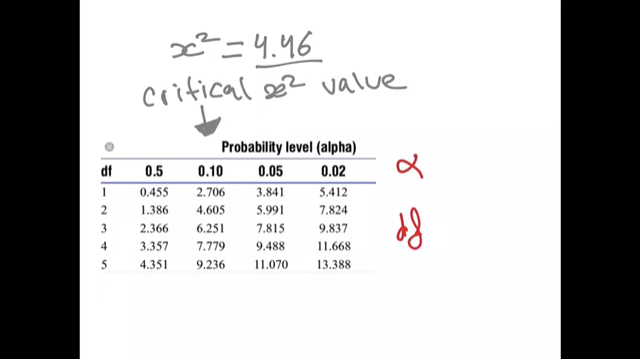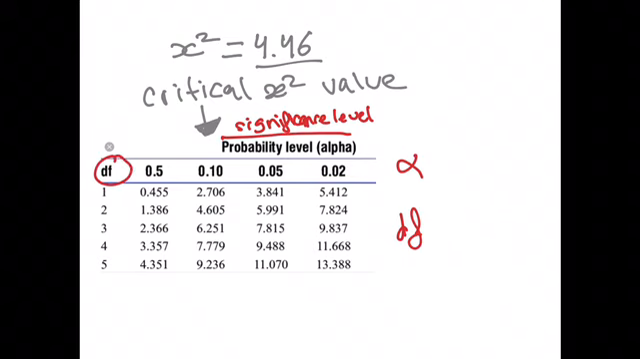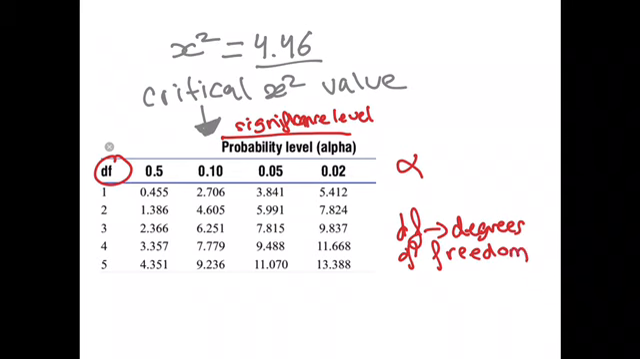But in order to use this table, we need to know two very important things. One of them is the probability level, otherwise known as the significance level, and the degrees of freedom. That's what DF stands for. Degrees of freedom. Okay, so significance level in our chi-square test will be at 0.05 or 5%.